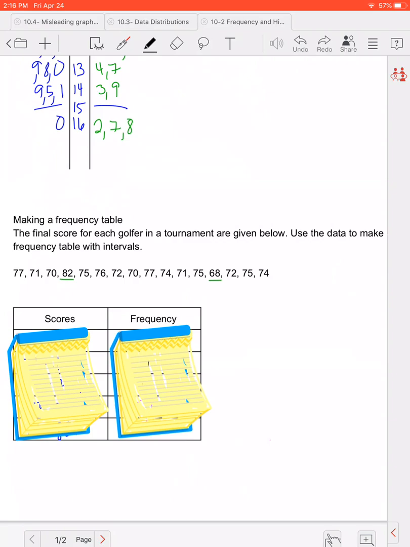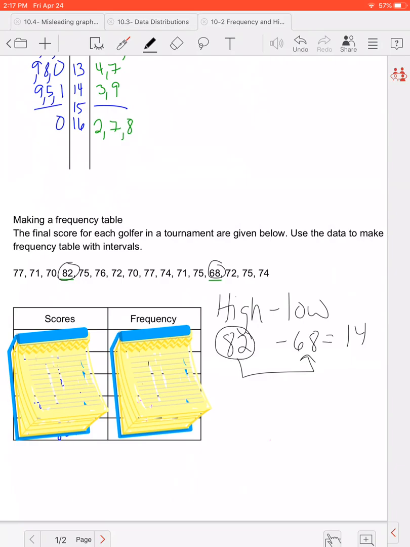So we're making intervals, and in order to make an interval, I'm going to take my highest number minus my lowest number. So I went ahead before the notes, and I found my lowest number to be 68 and my highest to be 82. So 82 minus 68, that's 14. Now that means there's 14 numbers to get from 68 to 82, but that doesn't include the number 82. So I'm going to add 1 to the 14. So always add 1 extra when you're trying to find intervals after you've subtracted.